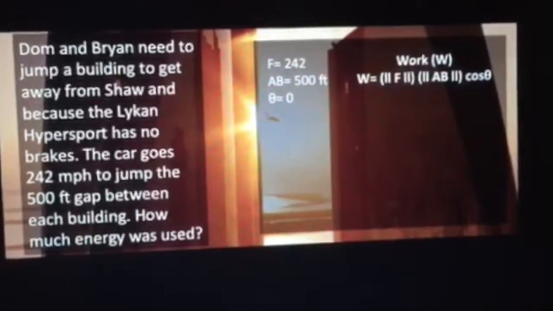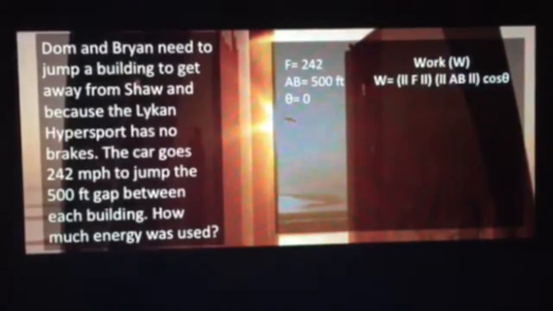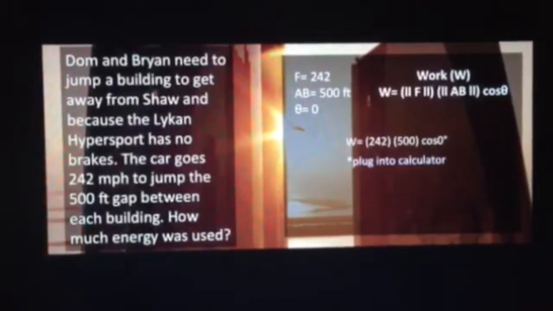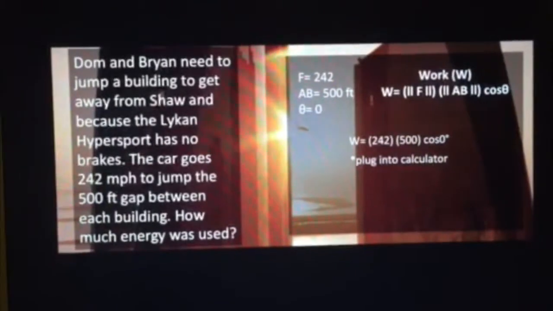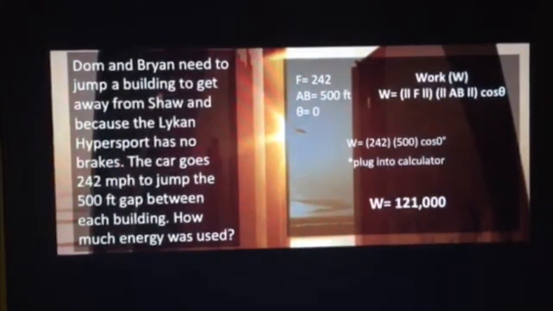To figure out how much energy the light can use, we have to use the equation for work, which is W equals vector F times vector AB cosine theta. F stands for force, which in this equation is 242. AB stands for distance, which equals 500. And lastly, theta stands for the angle, which in this case is 0. After plugging in all the numbers, you should get W equals 242 times 500 cosine theta. And after plugging it into your calculator, the energy used should be 121,000.